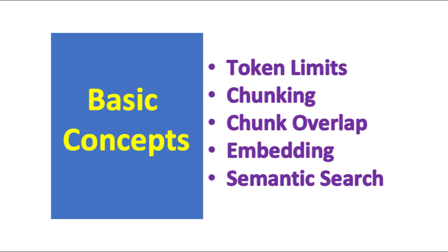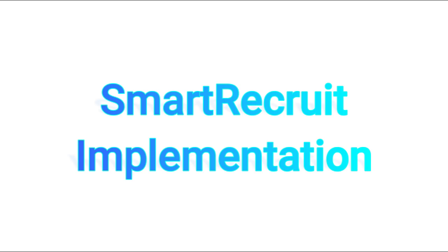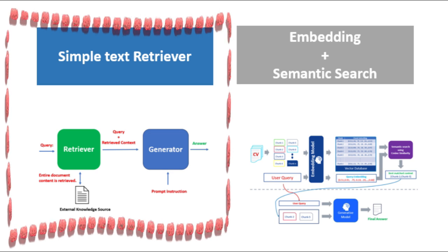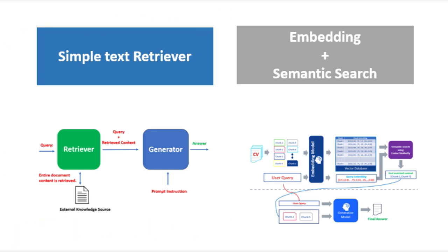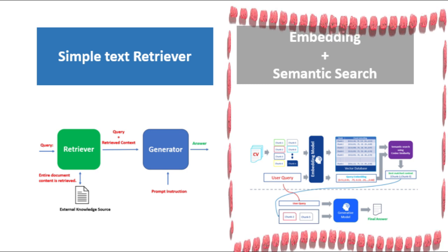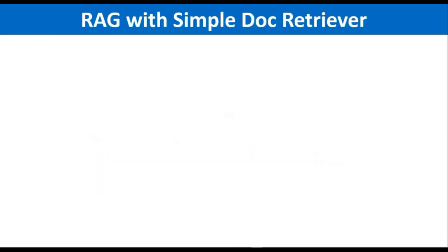All right, so we have covered the basic concepts which we wanted to learn before we dive into the implementation of our smart recruit use case. In our smart recruit use case, as I mentioned in the beginning, we have implemented two retrieval types. One is the simple doc retriever, and the other is the embedding-based retriever. So let us first try to understand the simple doc retriever which is implemented.